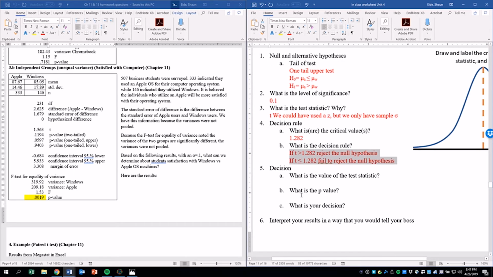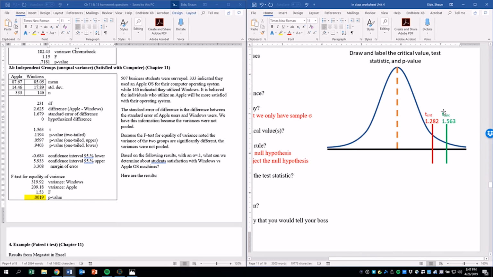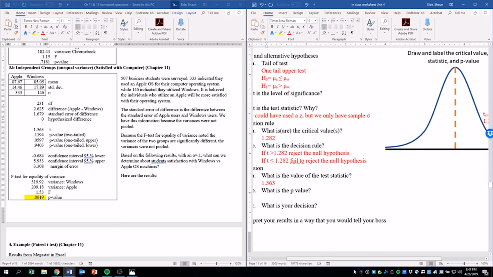Next, decision. What is the value of the test statistic? So we look over here and we see t and we see 1.563. So 1.563 is the value of the test statistic, 1.563. And so I also put 1.563 right over here for t-calc. So we can see right away 1.563 is beyond t-crit, but we're getting a little bit ahead of ourselves.